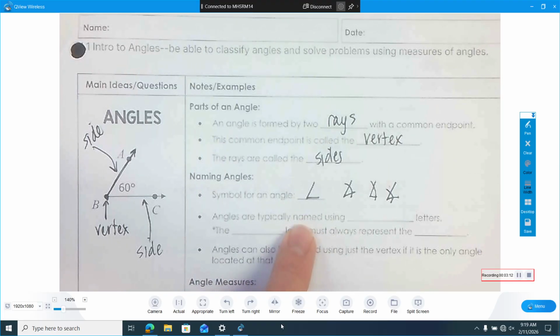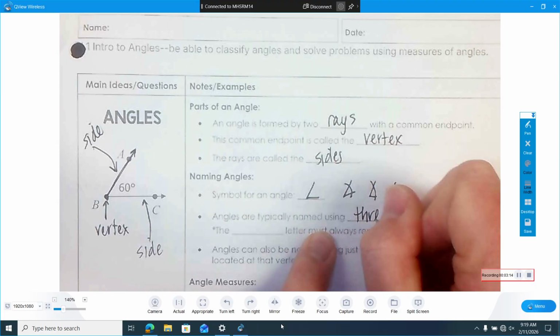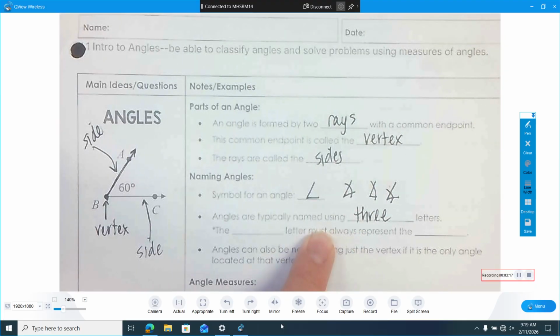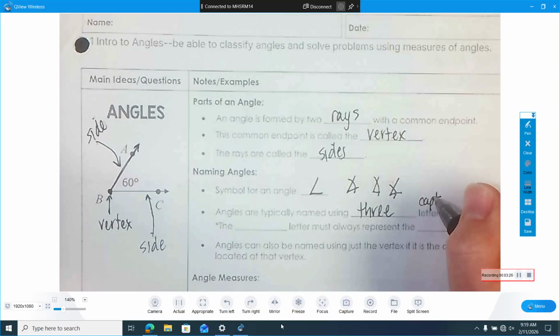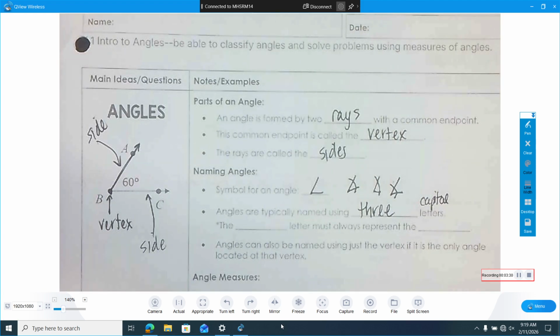And angles are typically named using three letters, three capital letters. Very important, three capital. Do you know what capital means? Yeah. In this case, yeah? Okay, I said that one time, and people were like, what is capital? Like, uppercase? And they're like, oh, they've never heard capital letter before. I don't know. So have you heard capital letter? Yeah? Okay, good. All right, great.